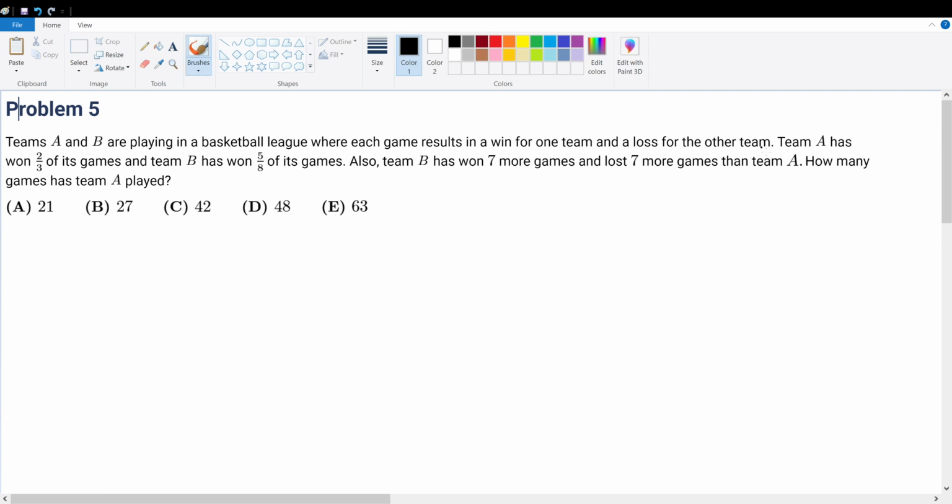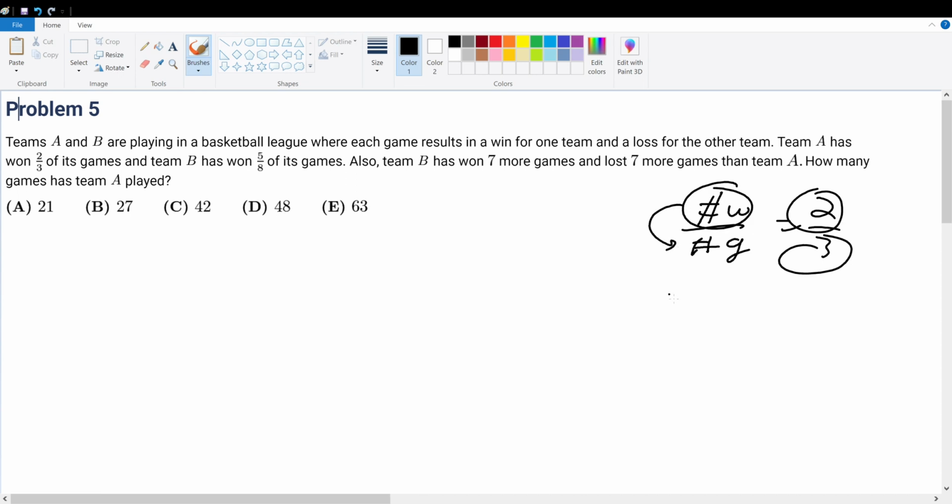First of all, let's quantify the first expression where Team A has won 2/3 of its games. That means the number of games won over the number of games total for A has to equal 2/3. But notice, 2 is less than 3, meaning that the number of wins is less than the number of games. That makes sense, right? Because we know the number of wins plus the number of losses has to give you the number of games total.